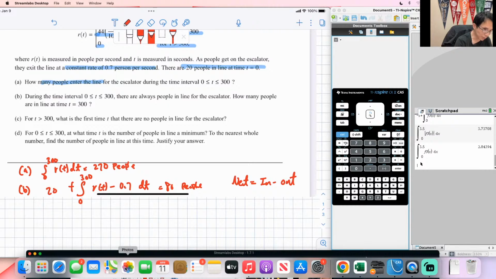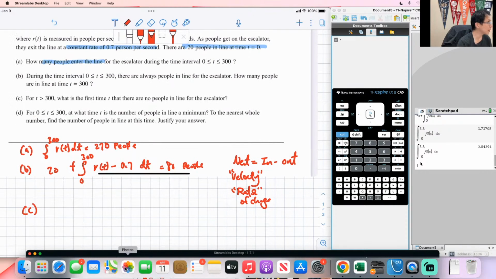Now net also looks like a velocity or rate of change, right? Rate of change. So this pretty much is the same thing. Net rate, velocity is the same way. Rate of change is the same way. Now do you understand that? Now part C has nothing to do with calculus at all.